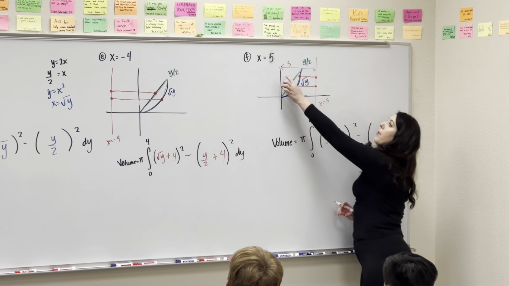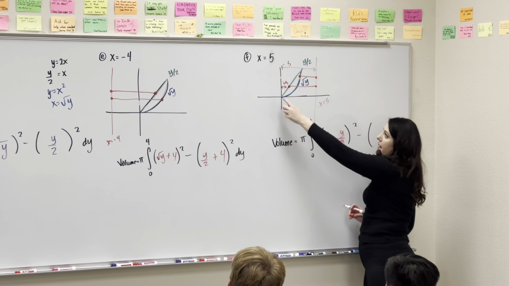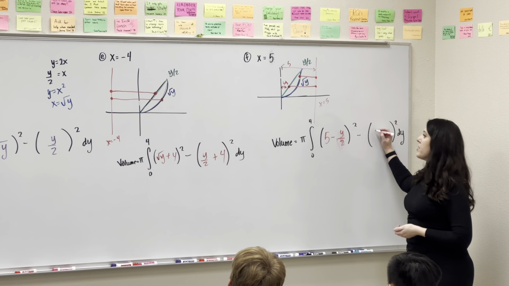Okay, the distance from the y-axis to that function is the blue, which is square root of y. The total distance from x equals 5 to the y-axis is 5. So what goes in for my R N?